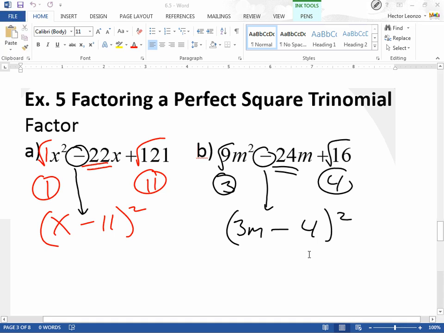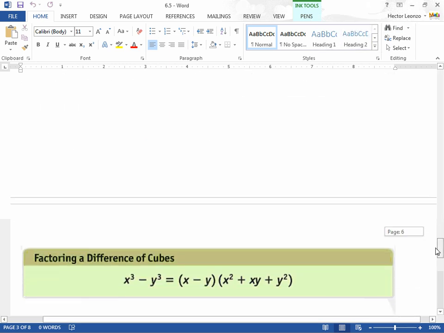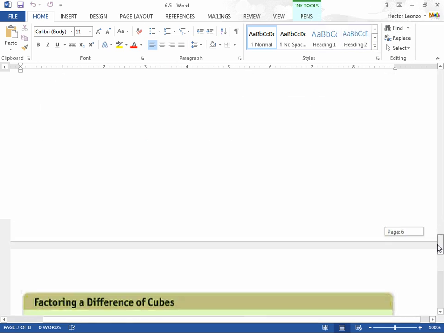So you guys see how this thing is working? So that's why I double check with the square root at the beginning and the square root at the end, just to make sure I have what we call the perfect square. We call it the perfect square because the parentheses happen to be the same.